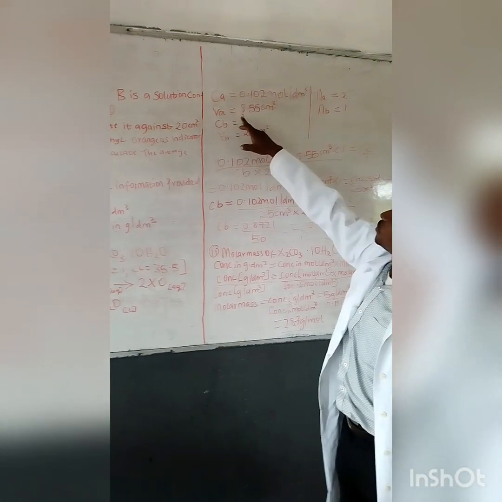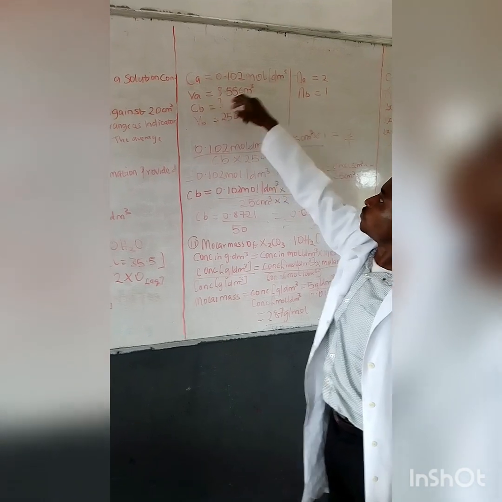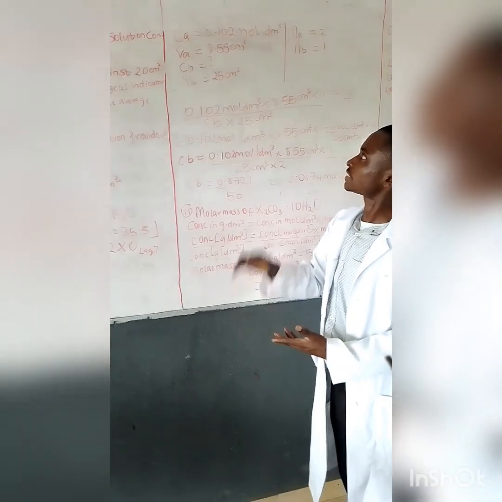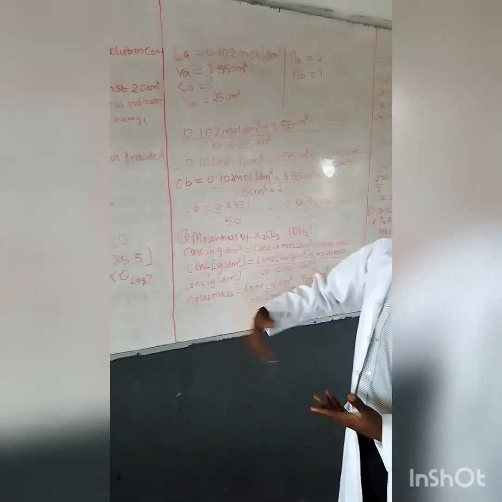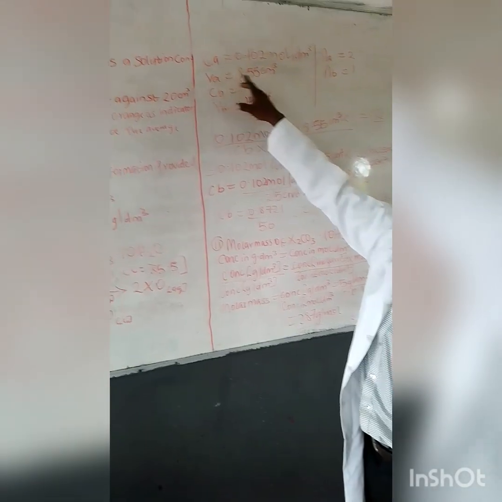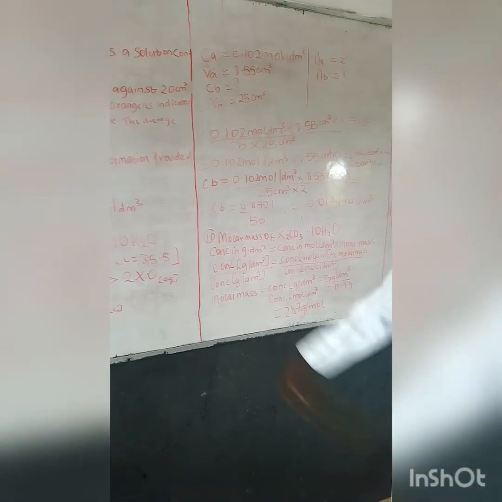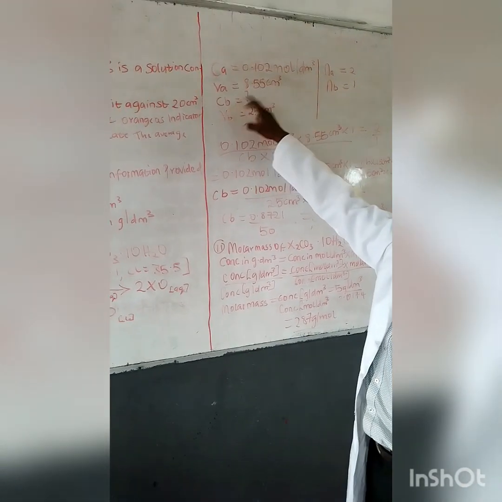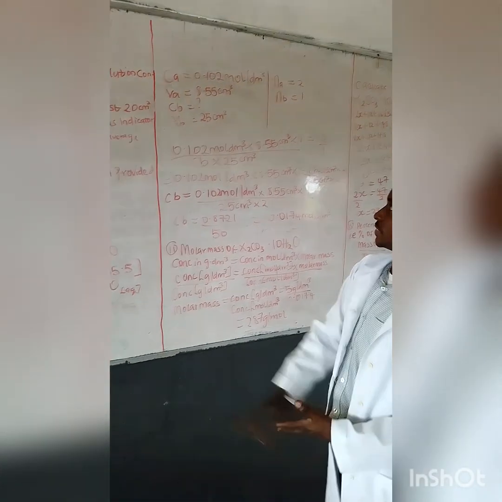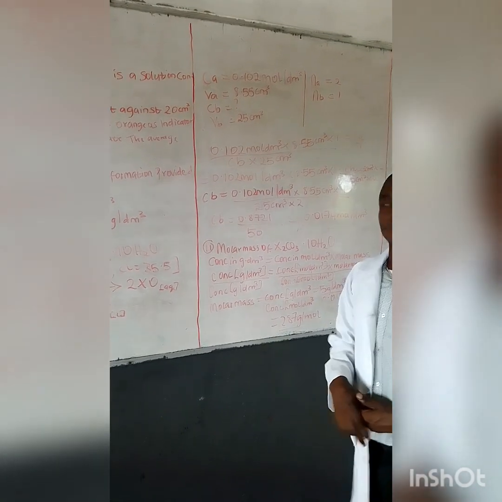Okay, now we have the Va, which is the volume of acid, 8.55 cm cube. That is your endpoint. That is the one you obtain from your table after finding the average titre value. That is Va equal to 8.55 cm cube. Okay, here is the Cb, concentration of the base in mole per dm cube. That is what we are asked to find. So that is why you are seeing the question mark there.